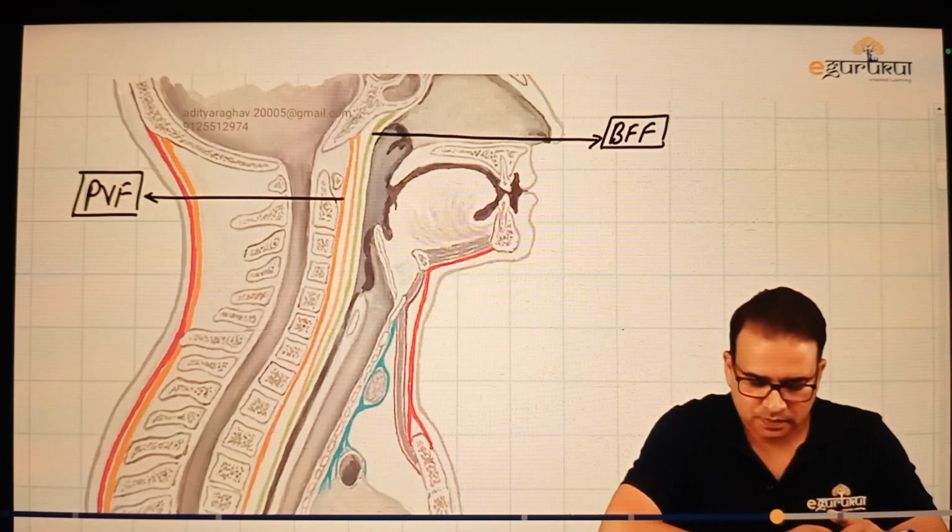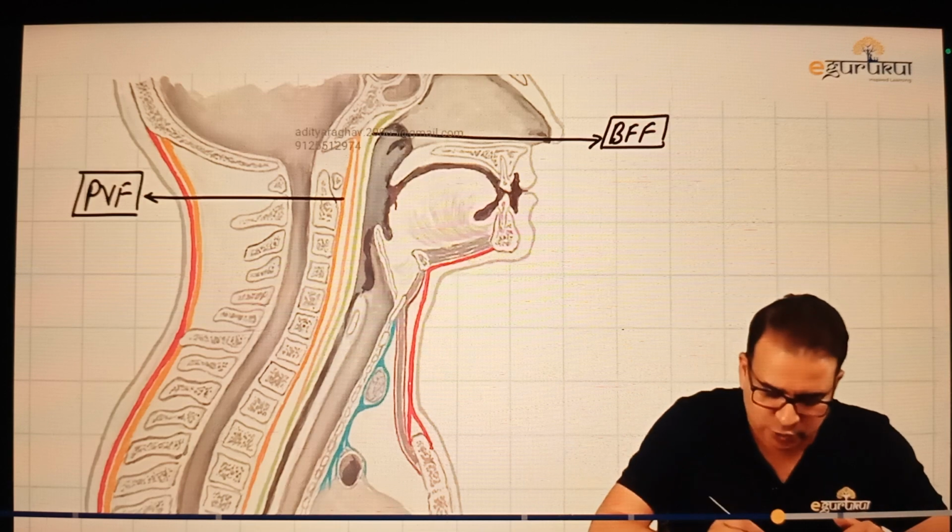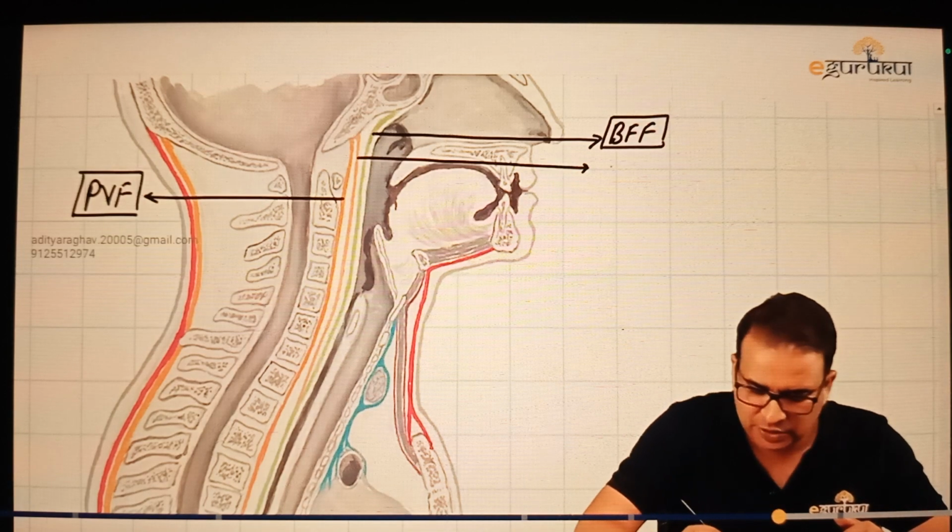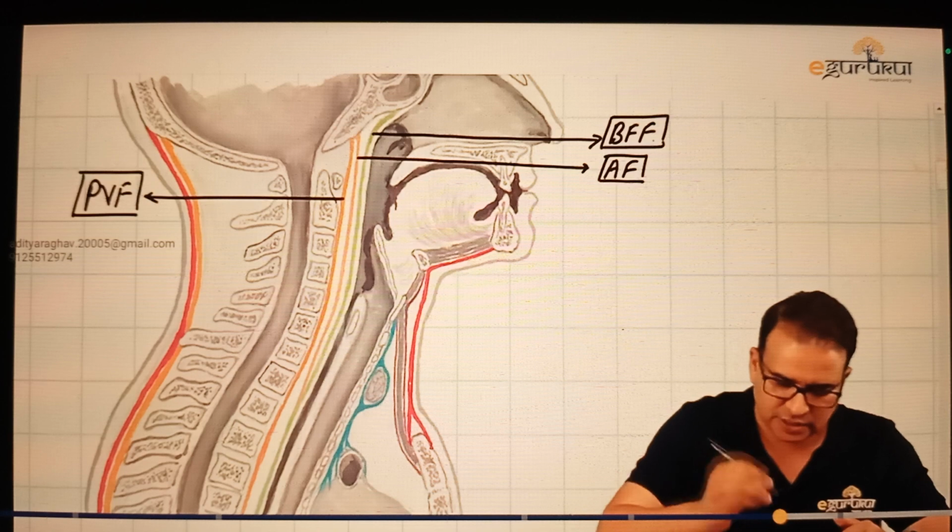There is a buccopharyngeal fascia. And in between the two, if you can appreciate, there's another orange colored fascia which is shown here, coming from the base of the skull. There is an anterior layer of prevertebral fascia, and that is the alar fascia. Let me highlight the space for you.